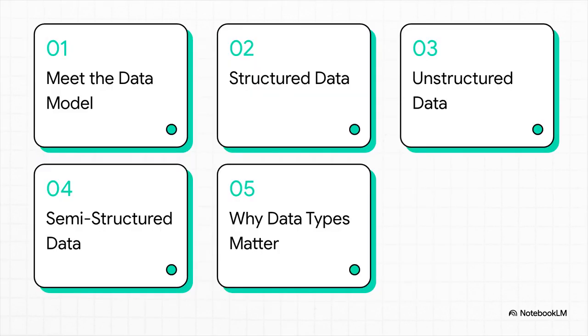Here is our quick roadmap for today. 1. Meet the data model. 2. Structured data, perfect order. 3. Unstructured data, absolute chaos. 4. Semi-structured data, the bridge. And finally, number 5, why data types matter.